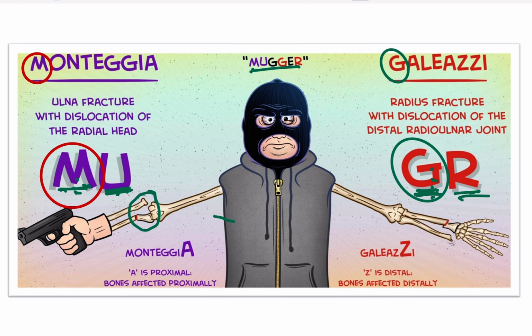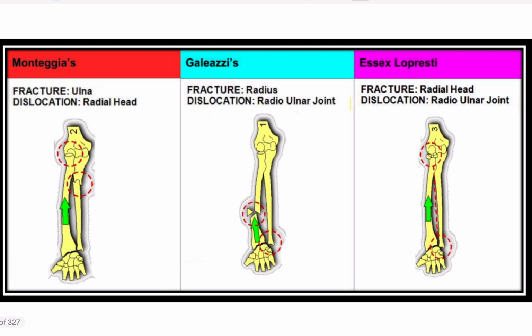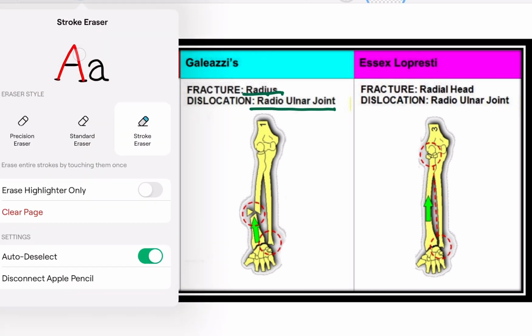Second one is Galeazzi, that means a fracture of the radius, and we know in case of the radius, the broad part is the distal part. So when there is a Galeazzi fracture, there is a fracture of the radius with associated distal radioulnar joint dislocation. Again, Monteggia is a fracture of the ulna with dislocation of the radial head or proximal radioulnar joint. The second one, Galeazzi, is a fracture of the radius with dislocation of the radioulnar joint, and this joint is located in the distal part.